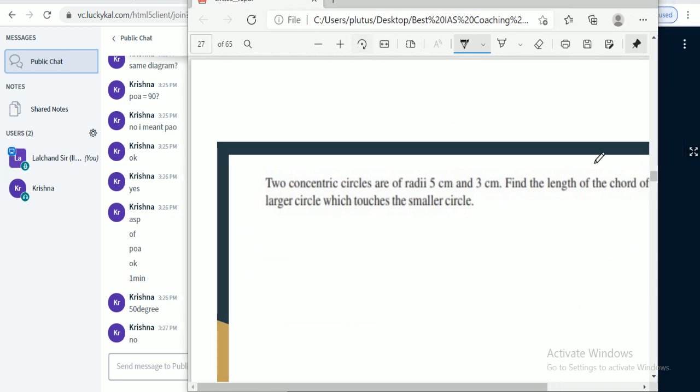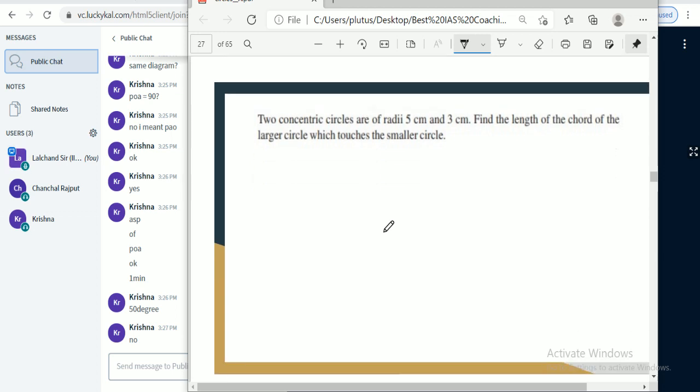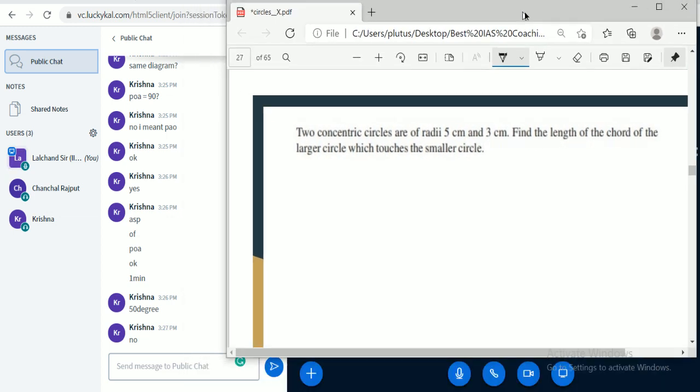Okay. Try to solve this question, Krishna. Try to solve this question. This is an easy question. We have also solved some questions similar to this in the last class. First make the diagram and then try to solve this question.